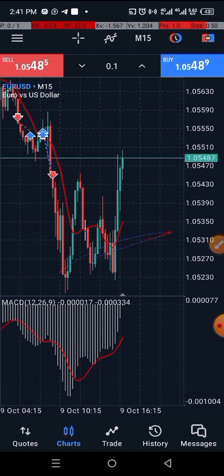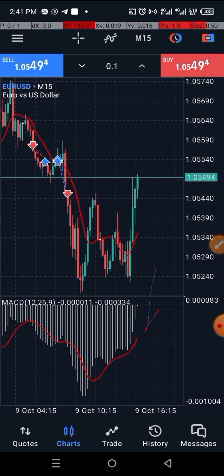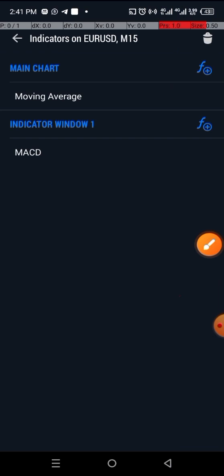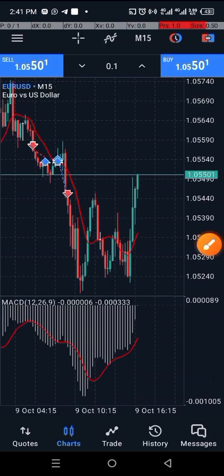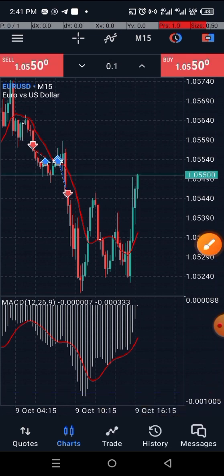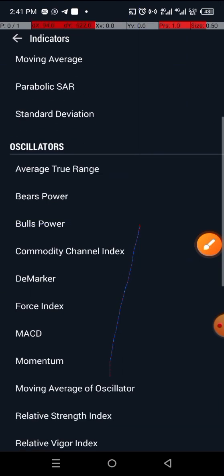Just to recap, let me show it again. It's either you just tap on your screen, you click on the indicator area here, you come to the indicator area, or you just go to the top. If at all you have the indicator button at your top, it depends on your phone. When you click at the top center there, it still takes you to the same area. You click on F plus, you select any indicator you want to select.